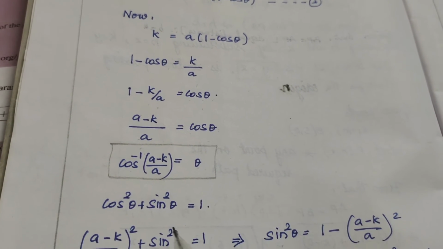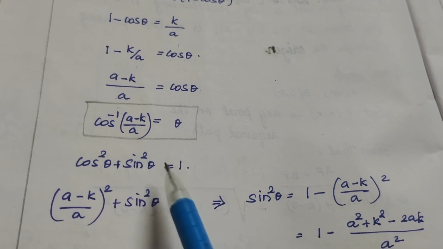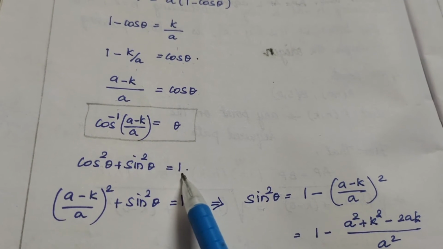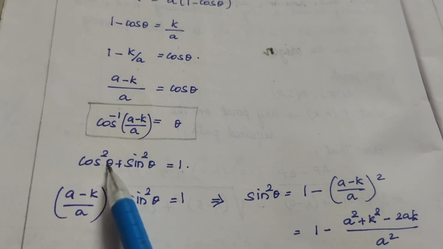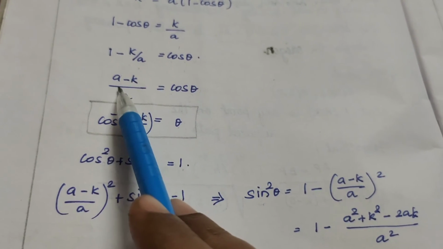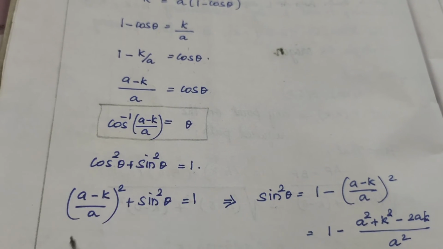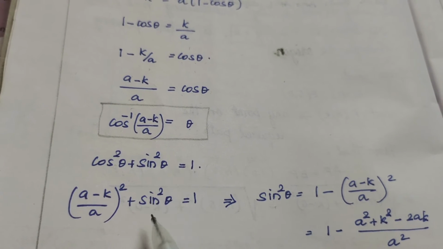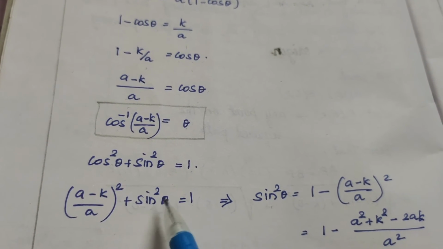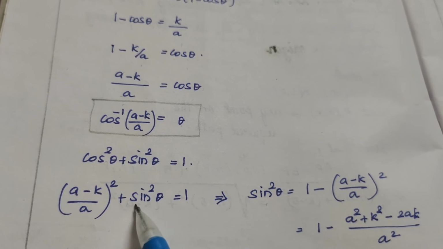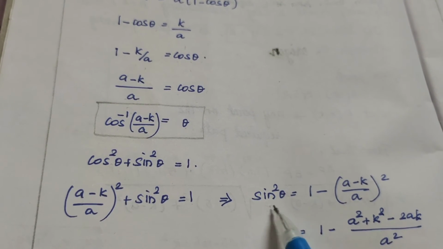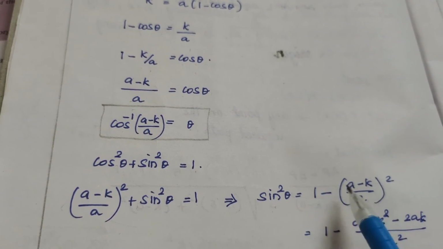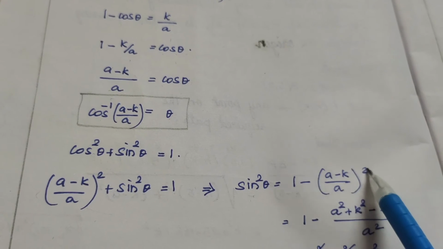Then we know one thing, in trigonometry this is the basic formula: cos square theta plus sin square theta equal to 1. Here instead of cos theta we substitute the value (a minus k) by a. So it becomes (a minus k by a) the whole square plus sin square theta equal to 1. We have to find the value of sin square theta, so keep sin square theta as it is and bring this term to the right hand side, that is 1 minus (a minus k by a) the whole square.